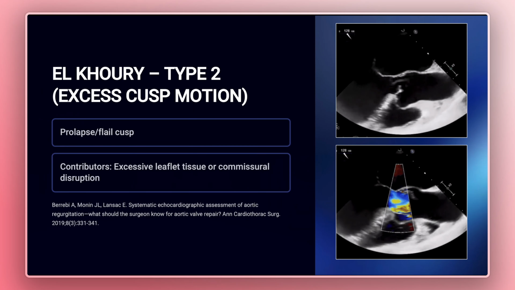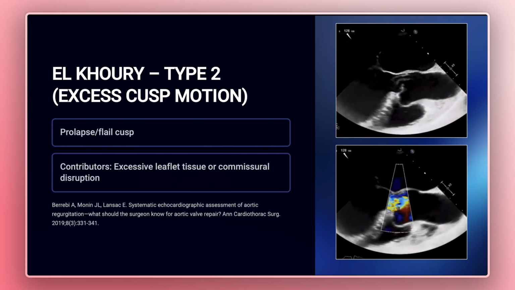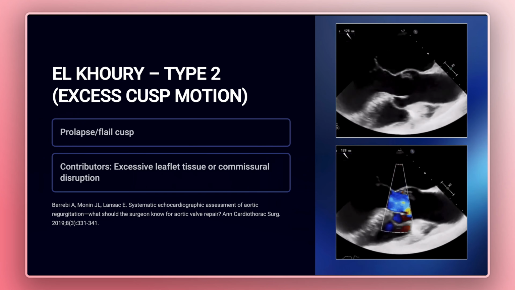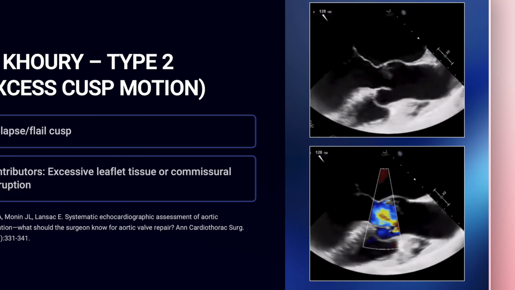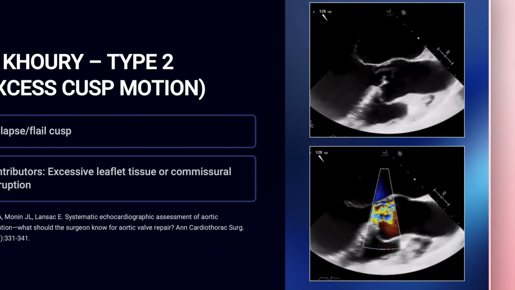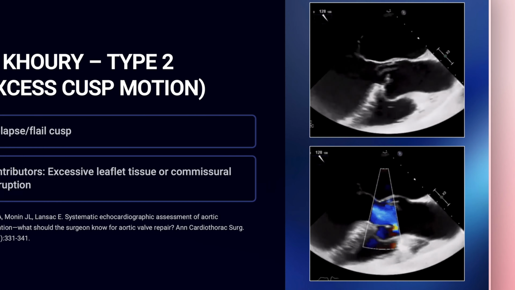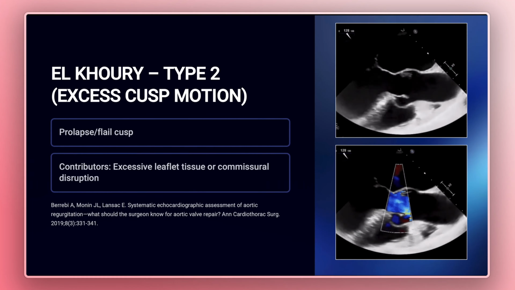The Khoury type 2 is when you have excessive cusp motion. This occurs when you have a prolapse or a flail cusp, as you see in this echo clip here. Some of the contributors are if you have excessive leaflet tissue or disruption at the commissural level.